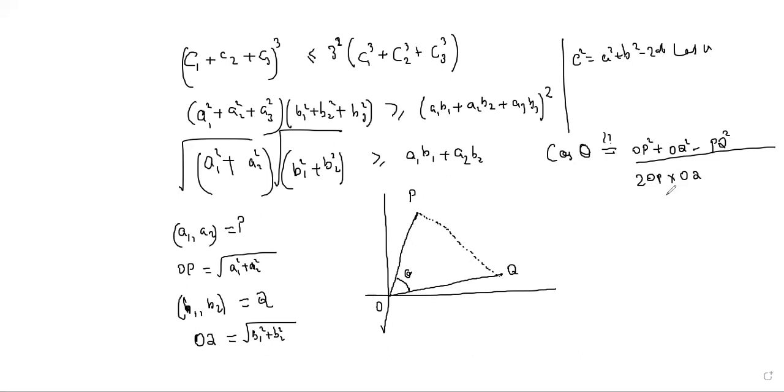Now can you use this? Now can you put in the values of OP and OQ that we already know? So let's put that. Let's see. If you put it, what do you get? OP square is A1 square plus A2 square, you agree? That's OP square. So what is OQ square? Okay, now you can also tell me what is PQ square.